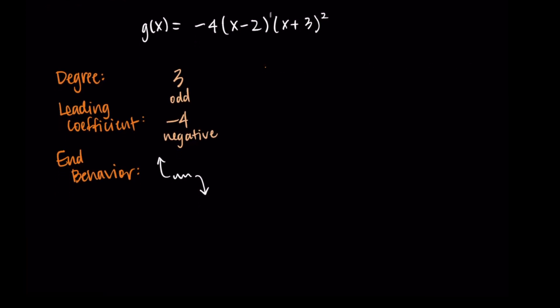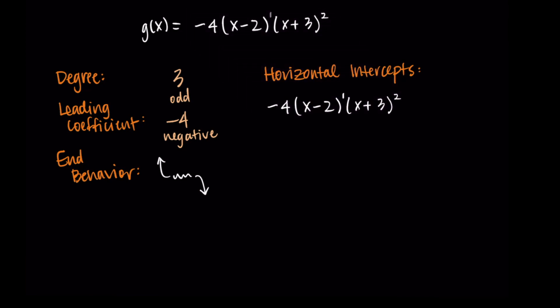Okay, now let's talk about the horizontal intercepts just to give us a little more information. So the horizontal intercepts of a function are where the output is equal to 0. So where that y value or the output is 0. So we'll take our factored form, set it equal to 0. If these things multiplied together equal 0, one of them must have been 0 to begin with. So we can set x minus 2 equal to 0 or x plus 3 equal to 0. So we get x equals 2 and x equals negative 3 as our horizontal intercepts.